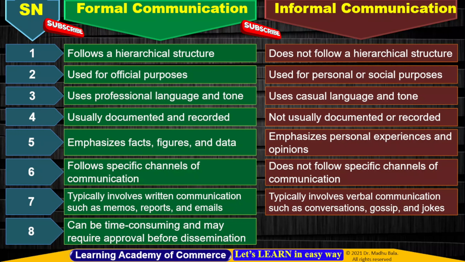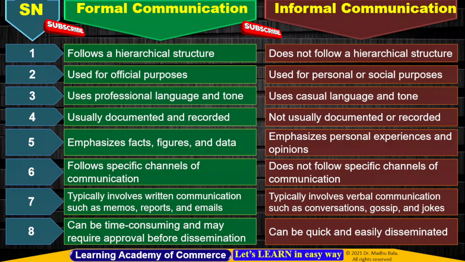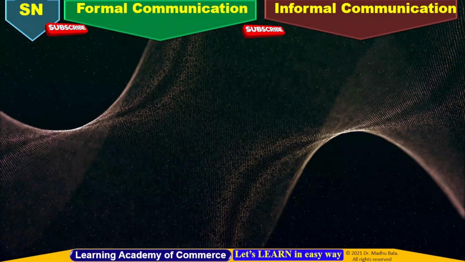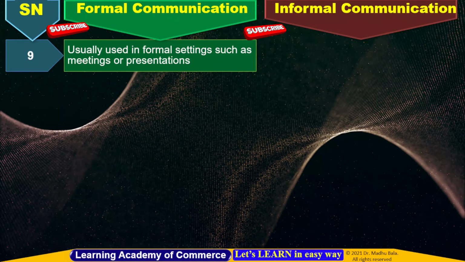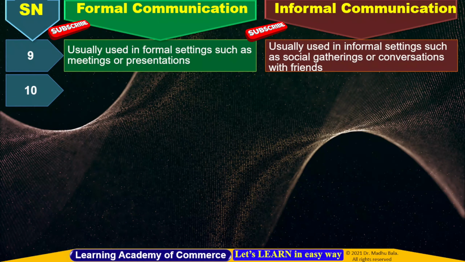Formal communication can be time consuming and may require approval before dissemination, while informal communication can be quick and easily disseminated. Formal communication is usually used in formal settings such as meetings or presentations, while informal communication is usually used in informal settings such as social gatherings or conversations with friends.